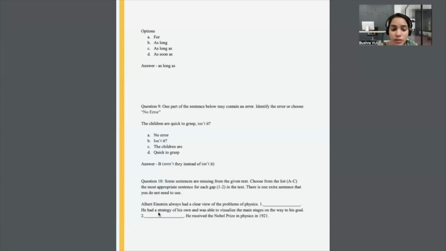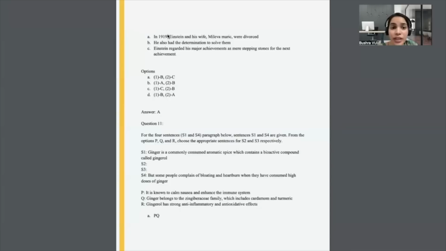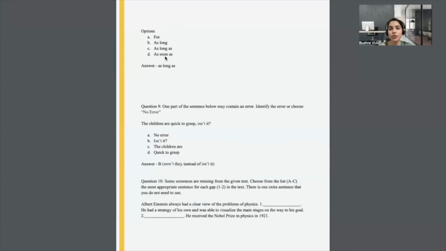Okay, let's look at the question quickly. Albert Einstein always had a clear view of problems of physics. Okay, he had a very clear view of problems of physics. Let's look at the options. In 1919, Einstein and his wife, Mileva Maric, were divorced. He also had the determination to solve them. Einstein regarded his major achievements as mere stepping stones for the next achievements. Okay, I'm going to give you a cheat code when you are trying to solve these kind of problems.